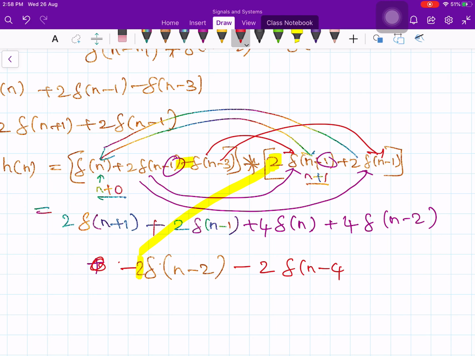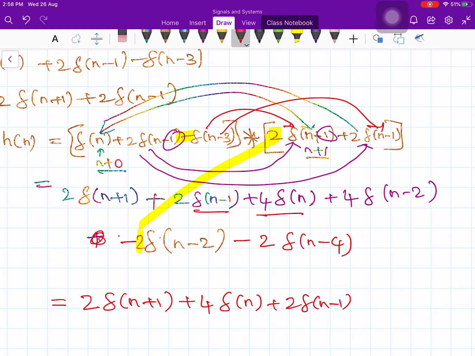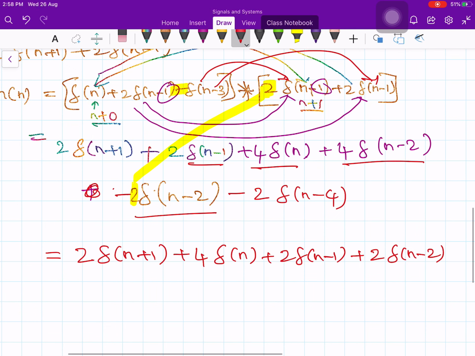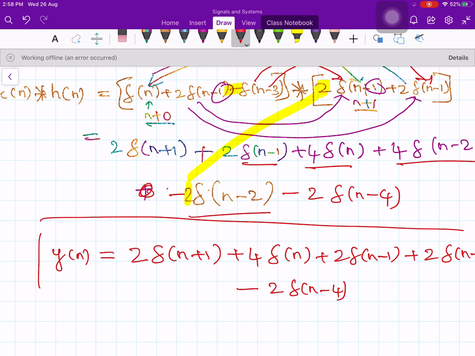Now summarize this. Now arrange this in the proper way. So 2 times del of n plus 1, then 4 times delta n, n minus 1, only one term n minus 1 here, so plus 2 times n minus 1, and here n minus 2, and here also n minus 2, plus 4 minus 2 plus 2, coefficient 2 of n minus 2, and then minus 2 times del of n minus 4. Like that also you can find out the convolution y of n by using the property of impulse function in the convolution sum formula.